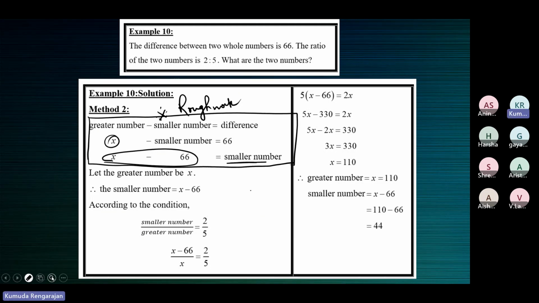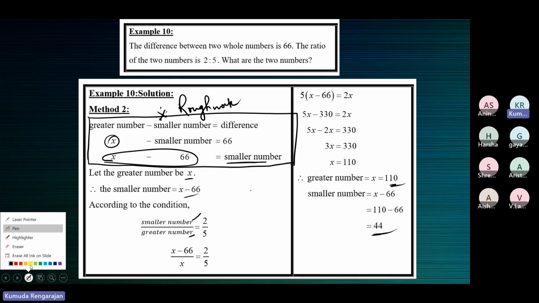So after the assumptions, here the greater number is x, the smaller number is x minus 66. Ratio is 2 by 5, so smaller number by greater number is 2 by 5. Substitute the expressions you have assumed, cross multiply, and x is 110. And hence find the two numbers. The numbers will be the same, whatever the assumptions; the two numbers you get will be the same.